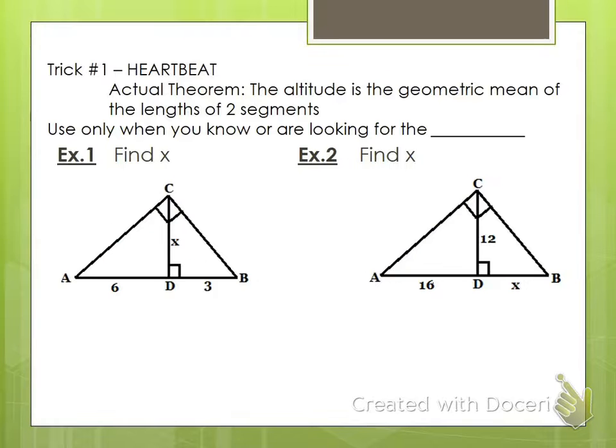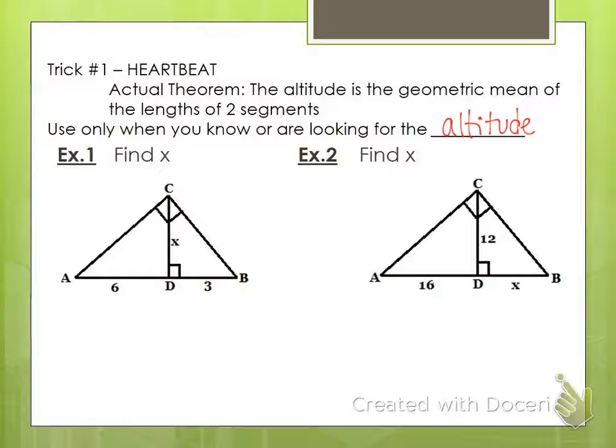Okay. The first trick, in my opinion, is the easier one to remember, the heartbeat trick. The actual theorem states that the altitude is the geometric mean of the lengths of the two segments, meaning the two segments of the hypotenuse for the giant triangle. You only use this when you know or are looking for the altitude. So we only use this heartbeat trick when we either know the altitude or we're looking for the altitude. The altitude has to be involved some way, somehow.